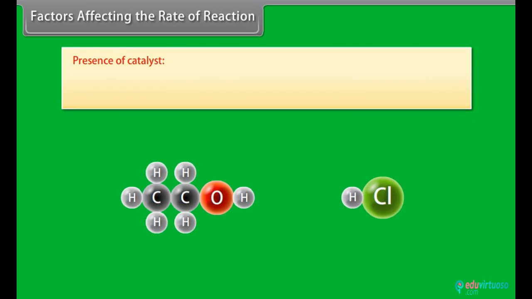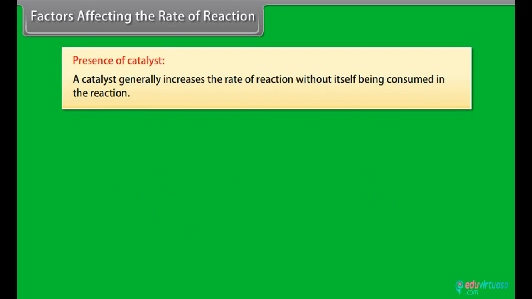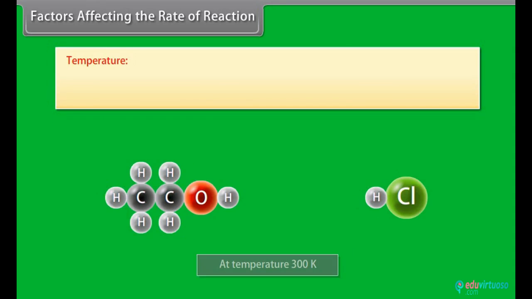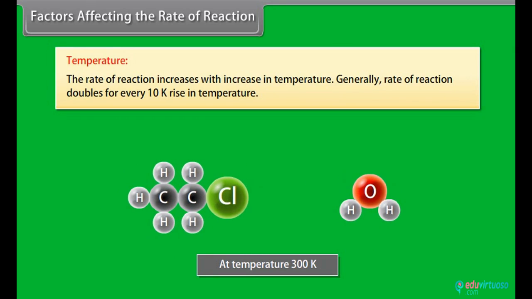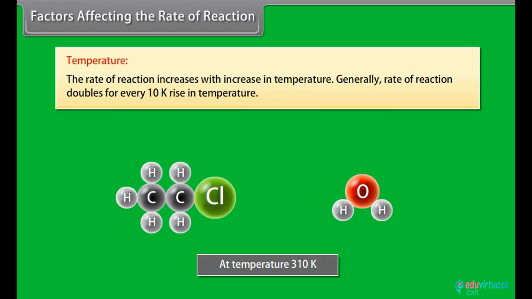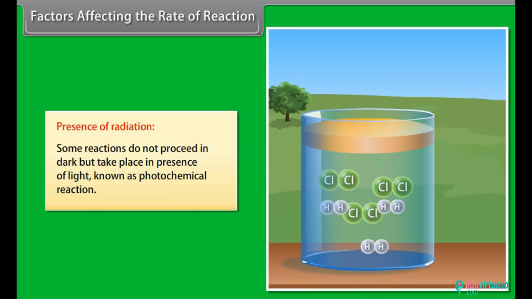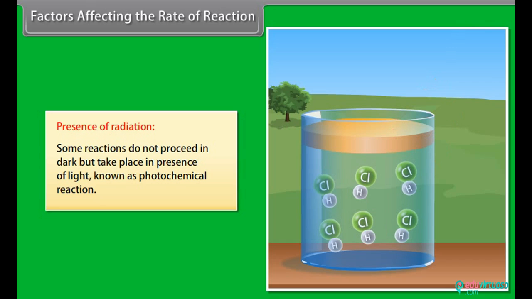Presence of a catalyst. A catalyst generally increases the rate of a reaction without itself being consumed in the reaction. Temperature. The rate of a reaction increases with an increase in temperature. Generally, the rate of a reaction doubles for every 10 Kelvin rise in temperature. Presence of radiation. Some reactions do not proceed in dark but take place in the presence of light, known as photochemical reactions.